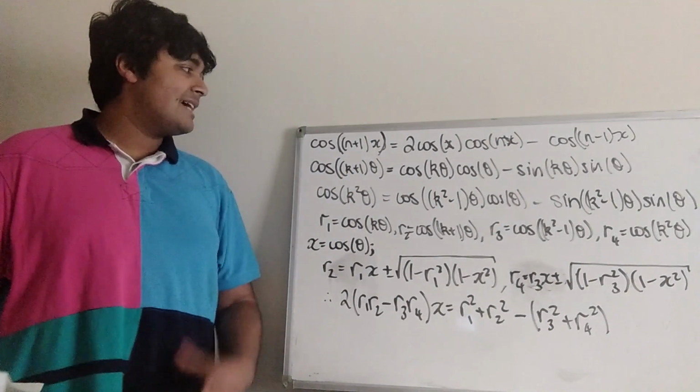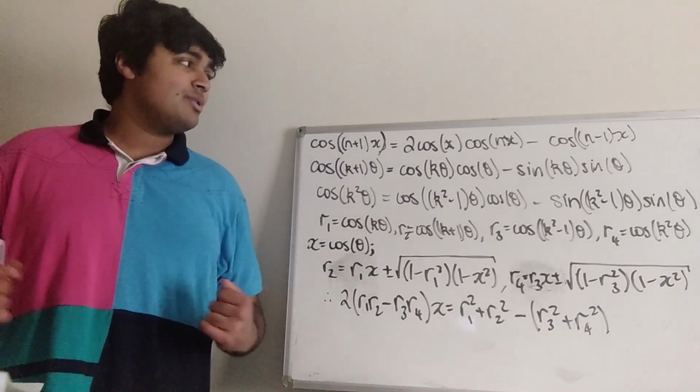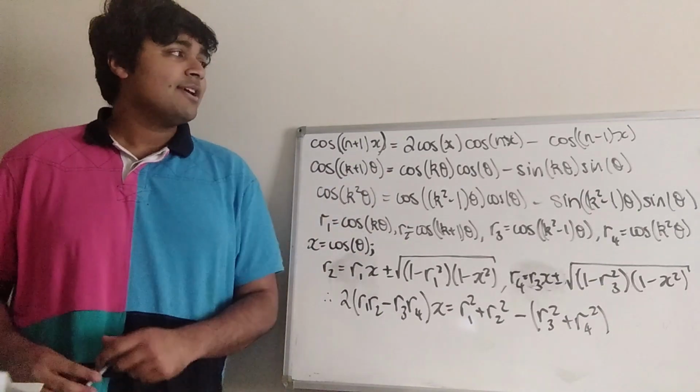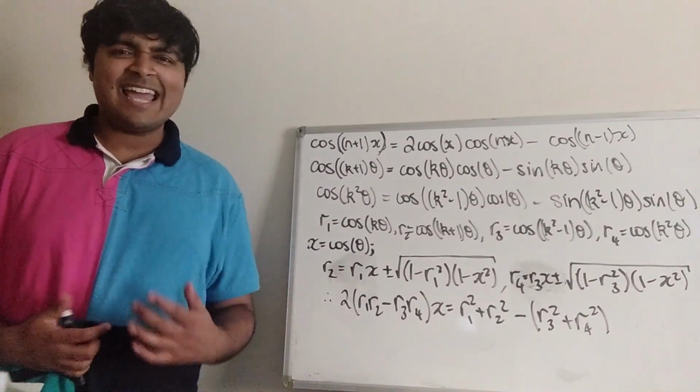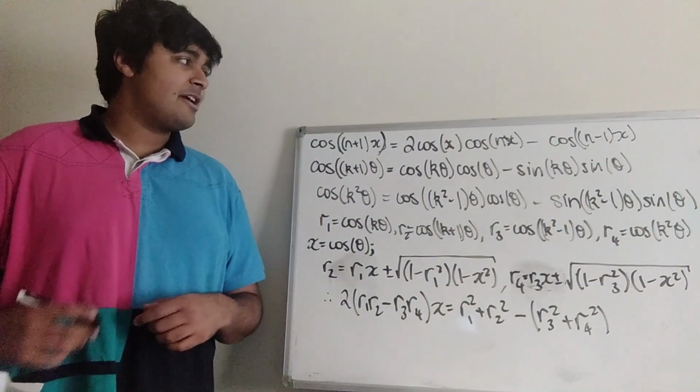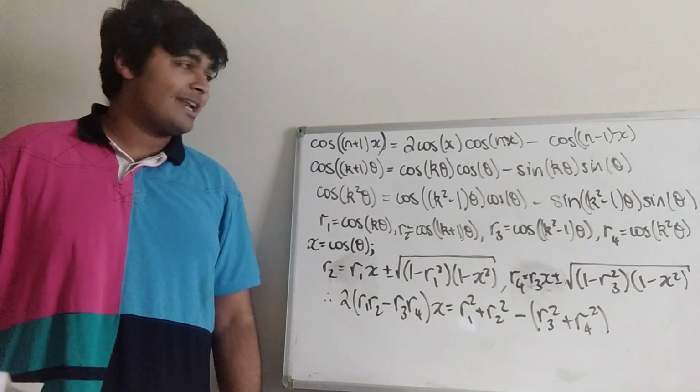So the first line I've written down is cosine of (n plus 1)x equals 2 cos x times cos nx minus cosine of (n minus 1)x. Here, x is just kind of an arbitrary variable. Now this just follows from the double angle formulae.